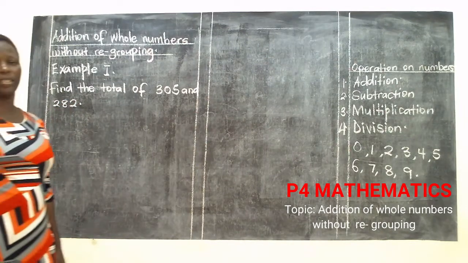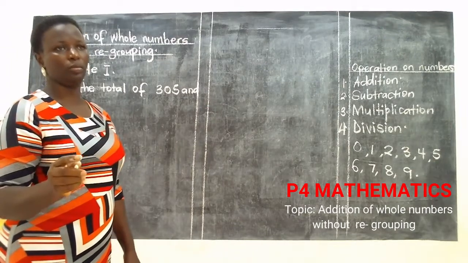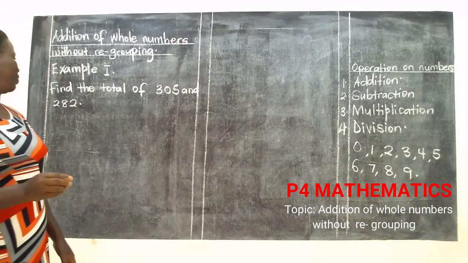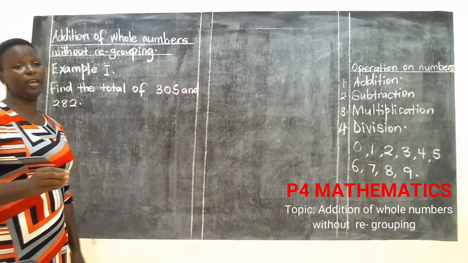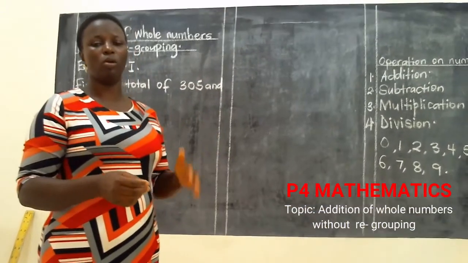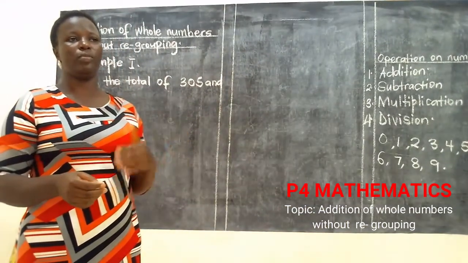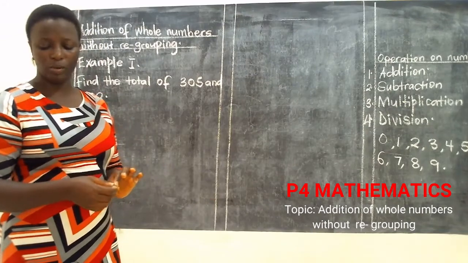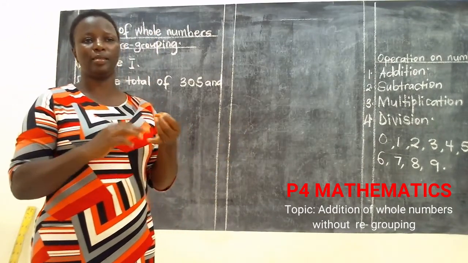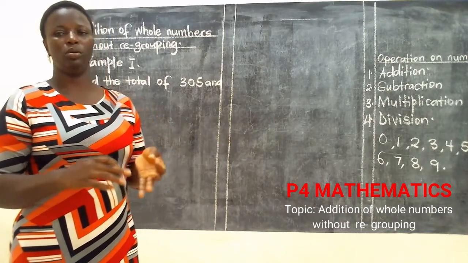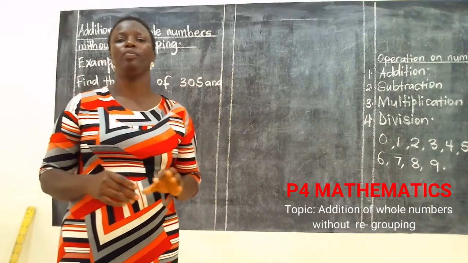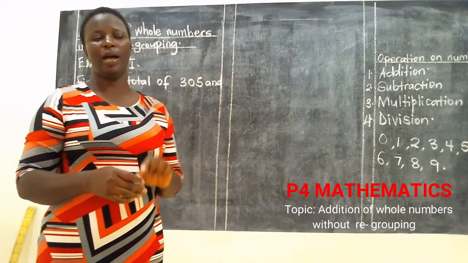We have such an example to work out. They are asking you to find the total of 305 and 282. There's some vocabulary that we already know, but I need to remind you that we use in addition, like sum, total, all together. Those are words that the moment you look at them, you know you are supposed to add.